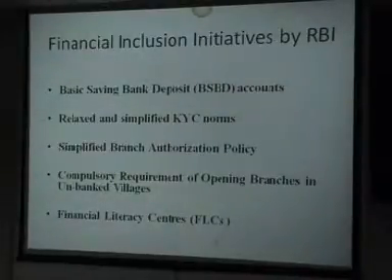Then banks now have a simple branch authorization policy. In fact, in northeastern states, the banks can now open branches without the permission of RBI. And besides this, banks should also have at least 25% of their branches in unbanked villages. And lastly, a lot of financial literacy centers have also been opened to facilitate financial inclusion.